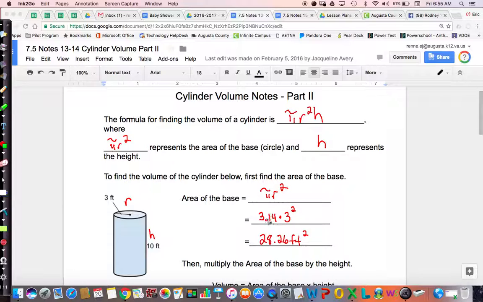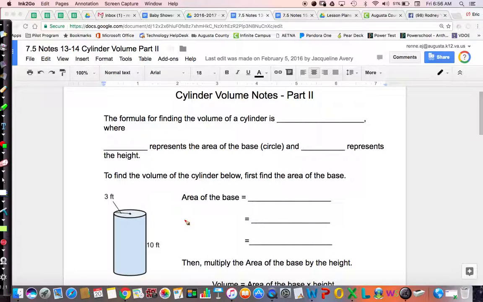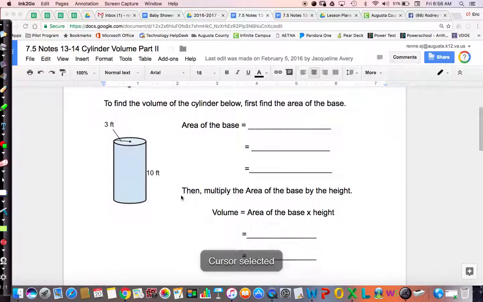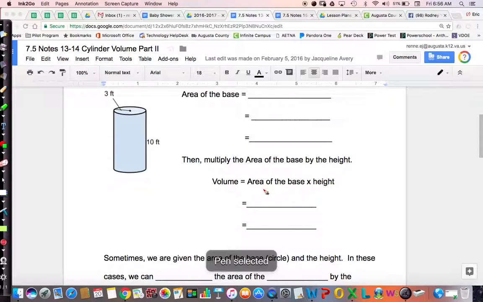If you have an x squared button, you can just do 3.14 times 3 and then hit the x squared button on your calculator. So now we have to multiply the area of the base by the height. So we know that the area of the base is 28 and 26 hundredths. So we're going to take 28 and 26 hundredths times 10, because that's the height. And when we multiply that together, we get 282 and 6/10 feet cubed. Because remember, we were finding the volume. And the volume formula is made up of the area of the circle times the height.